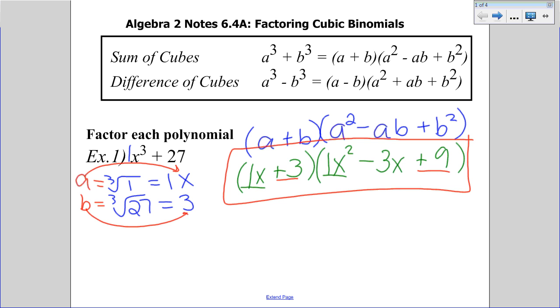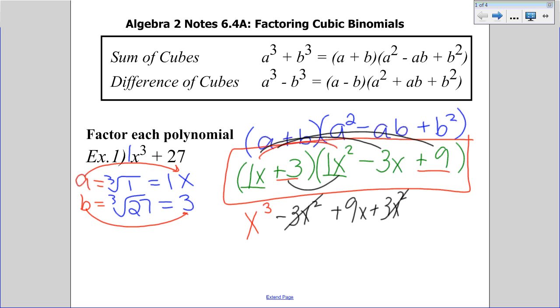Yeah. Guys, we have to check our answers. When we FOIL this, there's that x to the third that we said we wanted. If we keep FOILing, we get minus 3x squared, and this gives me a plus 9x. If we multiply here, we get positive 3x squared, so we can see that those are canceling out. And then we have a minus 9x, which cancels out. Boom. And then we're left with the 3 times 9, which is the 27.